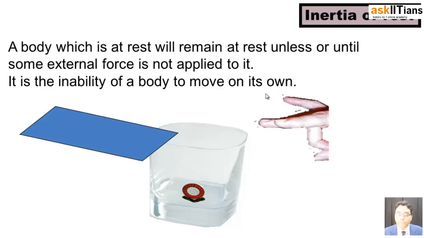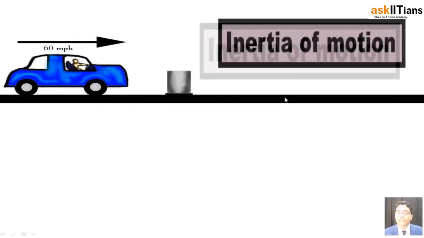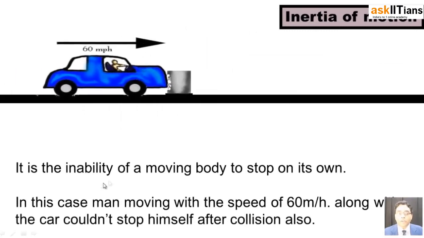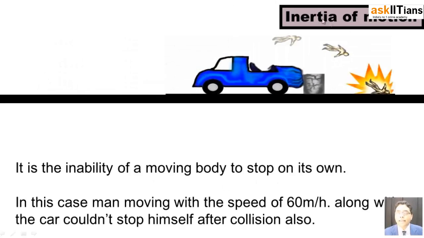It is the inability of a body to move on its own, that is what is defined as the inertia of rest. Taking it further, let's assume that you have a car that is moving at, let's say, 60 miles per hour and it hits an obstacle. So this is what is defined as inertia of motion. Therefore, it is the inability of a moving body to stop on its own.